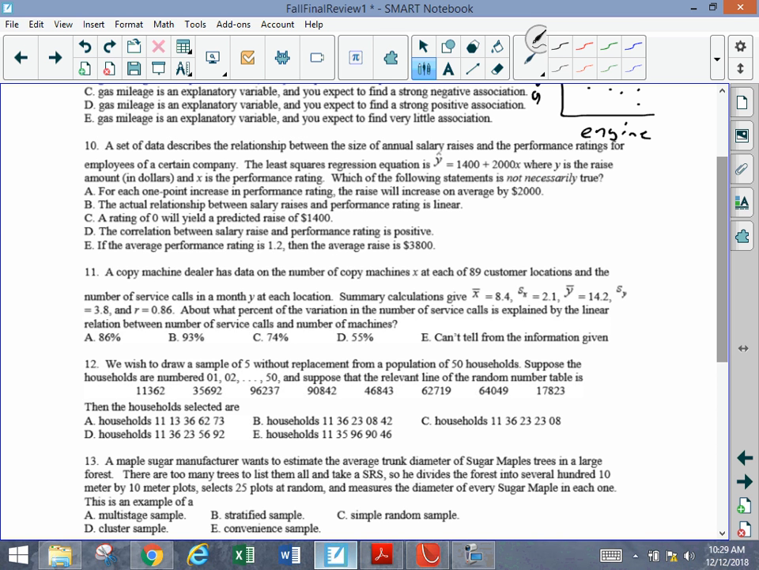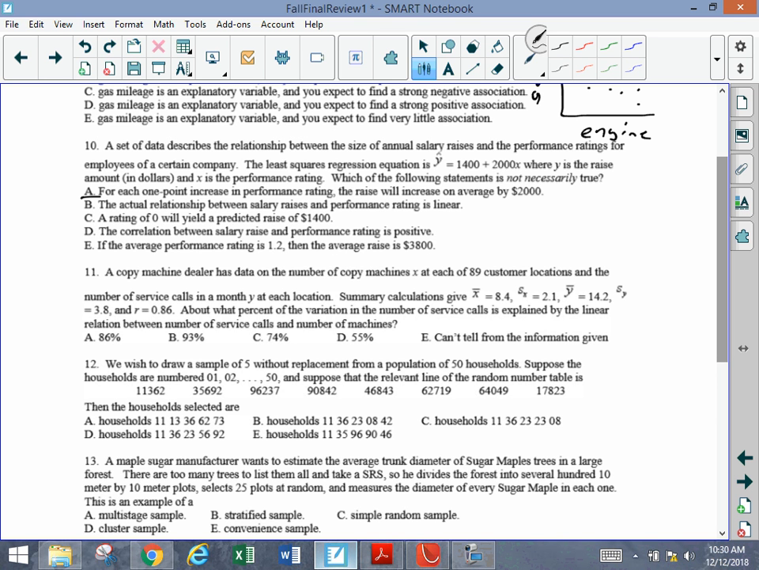So we're trying to see if we can predict the raise based on the performance rating. So for each 1 point increase in performance rating, the raise will increase on average by 2,000. I'm liking that. I'm just going to keep that aside and make sure there's not a better answer.